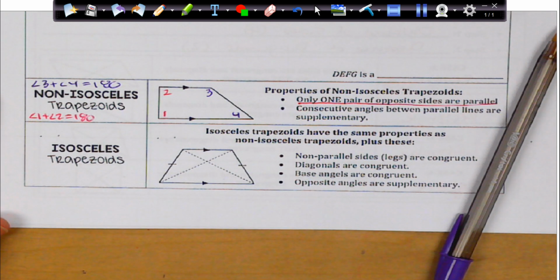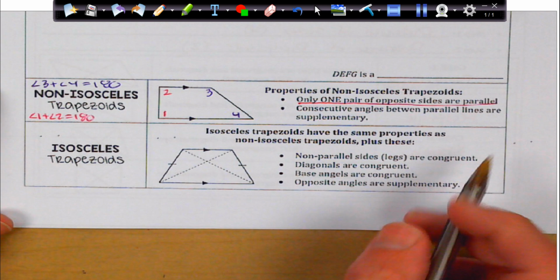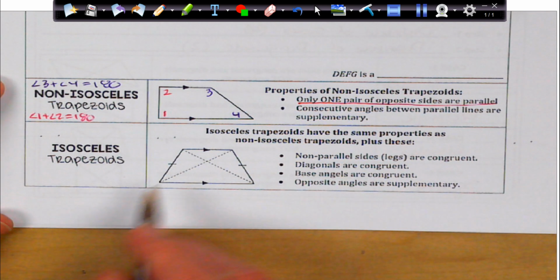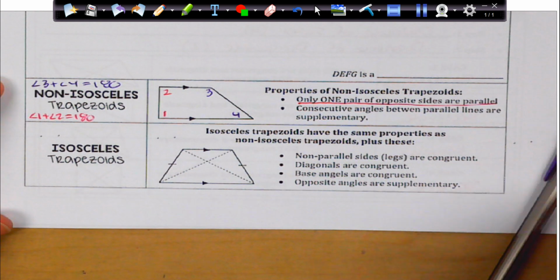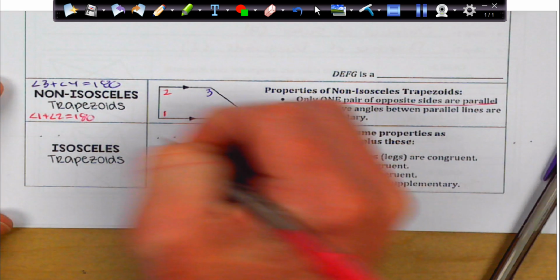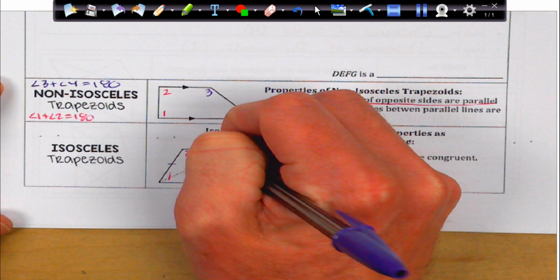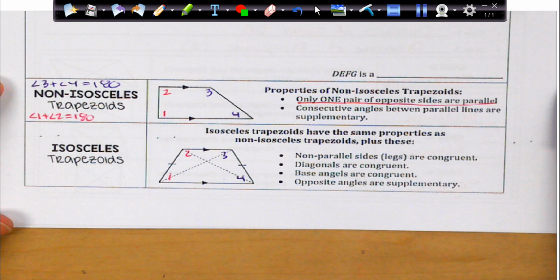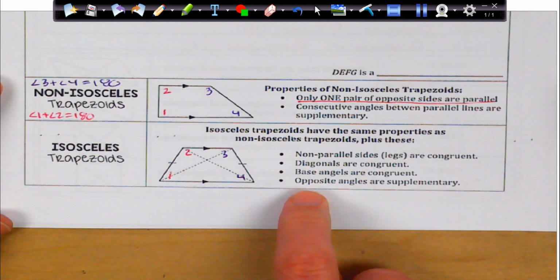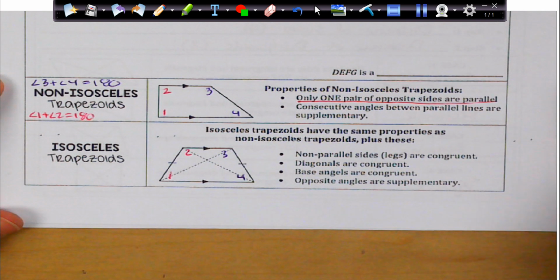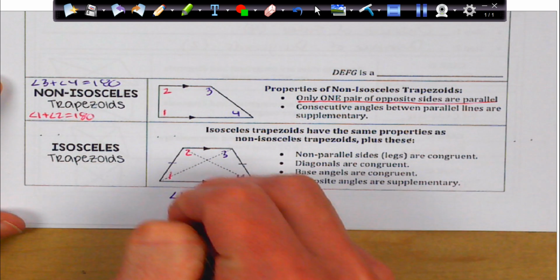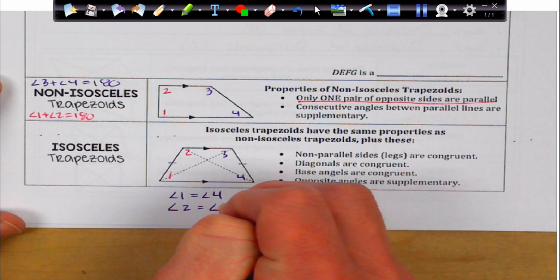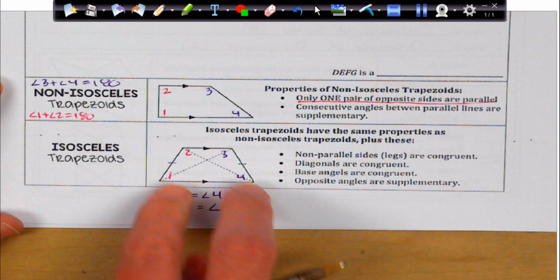Then the more common one is our isosceles trapezoids. They have the same properties as non-isosceles trapezoids, so they still have the 1, 2 and 3, 4 pairs, and we can label those. 1 and 2 are going to add up to 180. 3 and 4 are going to add up to 180. Diagonals are congruent. Base angles are congruent. So angle 1 is congruent to angle 4, and angle 2 is congruent to angle 3. It does have two sets of base angles here.